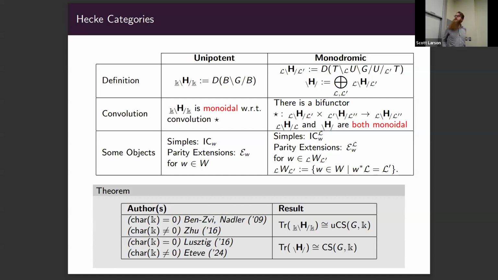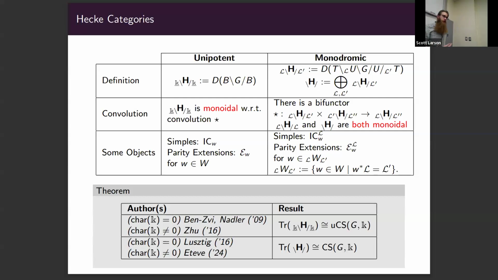Each one is not quite monoidal unless the parameters are the same. So if you have L and L on both sides instead of L and L prime, it is monoidal. But in general, the whole thing is monoidal. It'll take (L, L prime) and (L prime, L double prime) to (L, L double prime). So it matches up in the middle, and you lose that part.